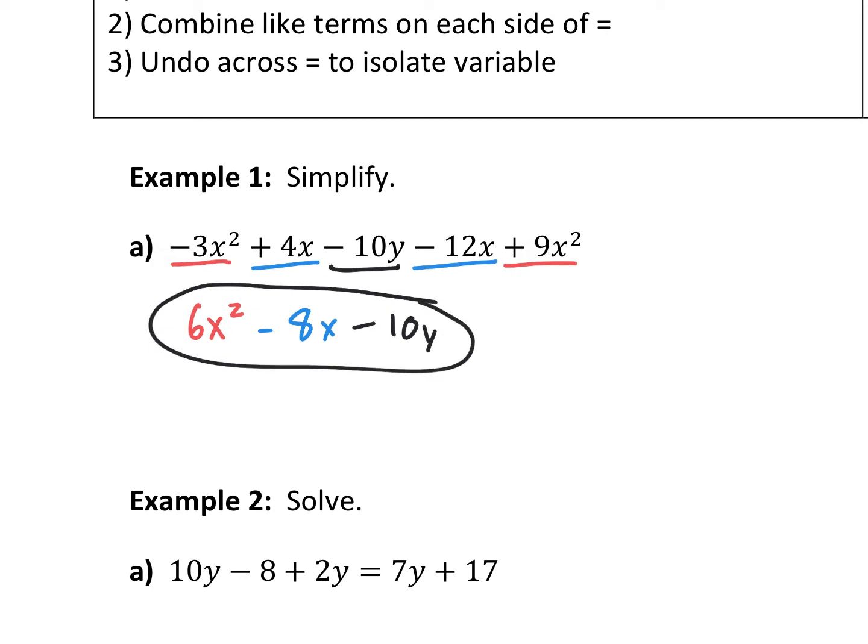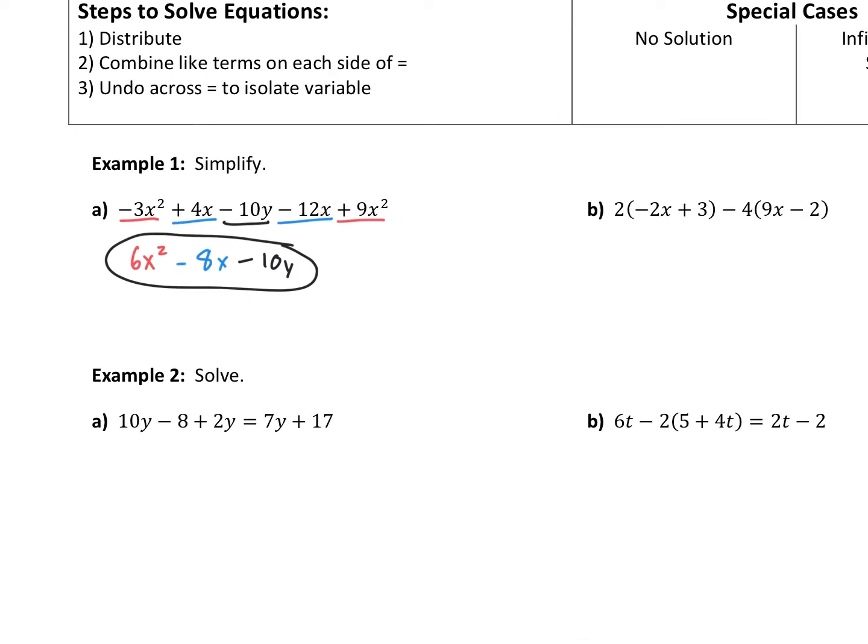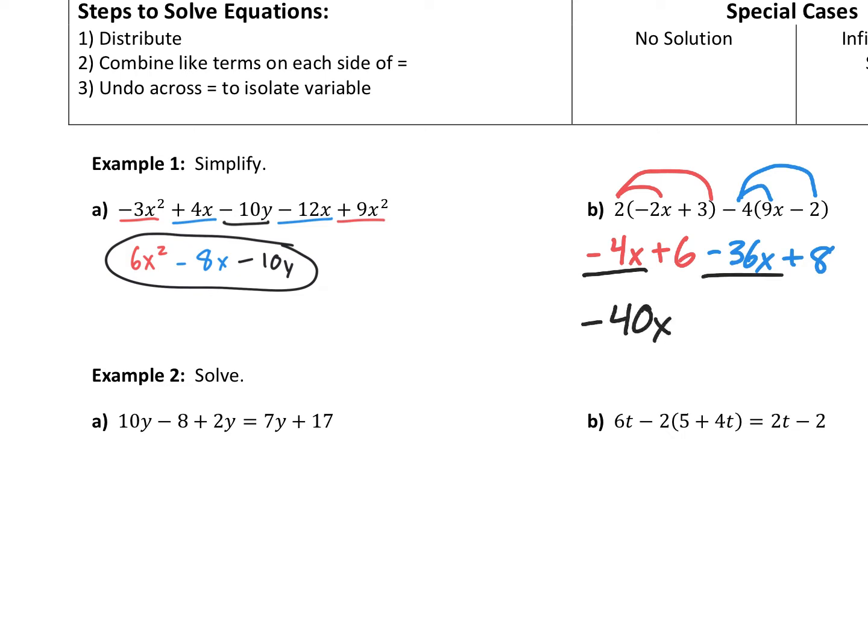Going over to B, it's a little different because we have parentheses. That just means we need to distribute. So 2 times negative 2, negative 4x. 2 times 3 is positive 6. And then we have to do the other part, negative 4 times 9, negative 36x. And negative 4 times negative 2, positive 8. We're still looking for the like terms. So negative 4x and negative 36x both have x, makes a negative 40x. And then 6 and 8 will be my other like terms because they're both numbers, which will make 14. So that'll be our answer for B.